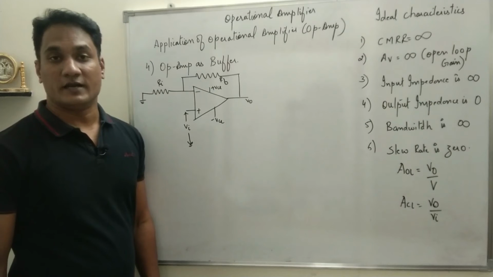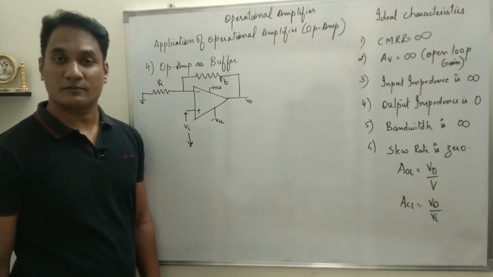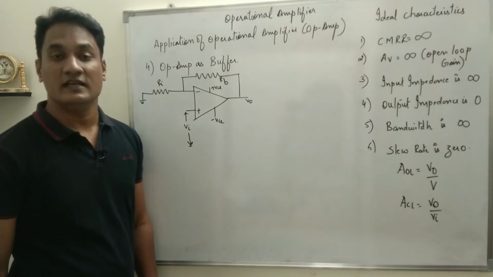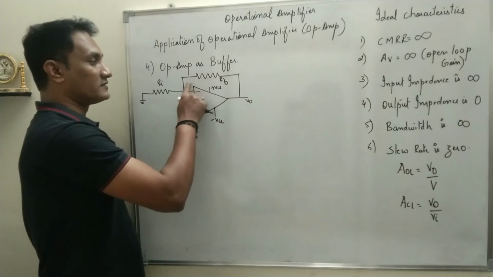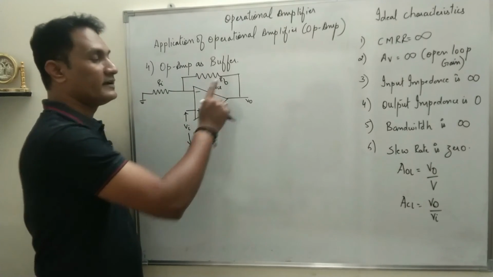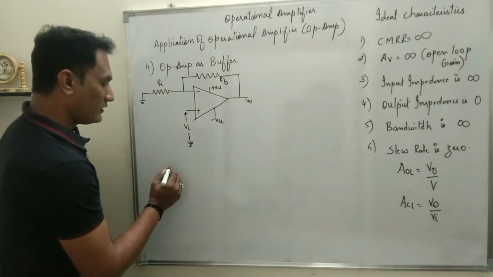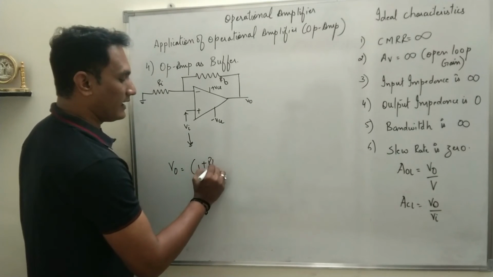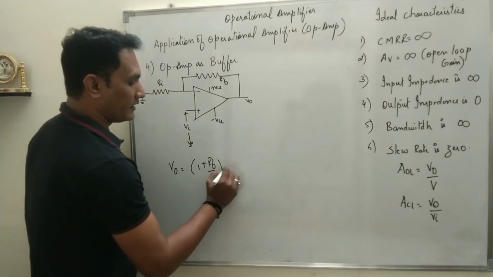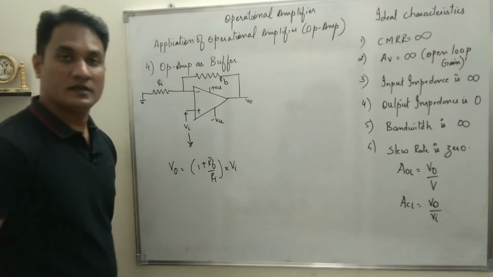which is provided as a negative feedback. That means gain has to be suppressed. That means the circuit has to be used as an amplifier. So the input is applied to the non-inverting terminal and feedback resistance is provided, so it is a non-inverting amplifier. And in a non-inverting amplifier, the output voltage is given by (1 + RF/RI) times VI.